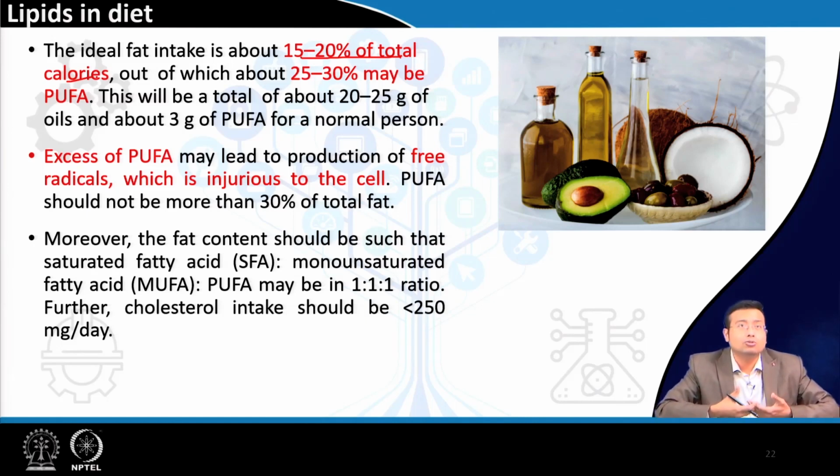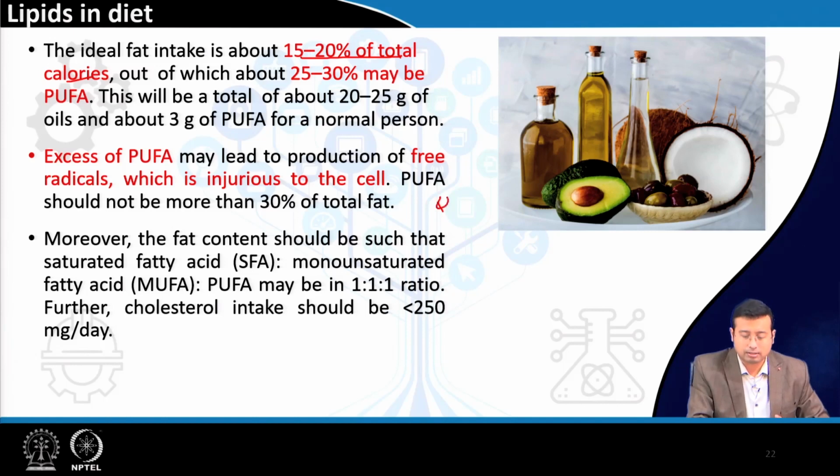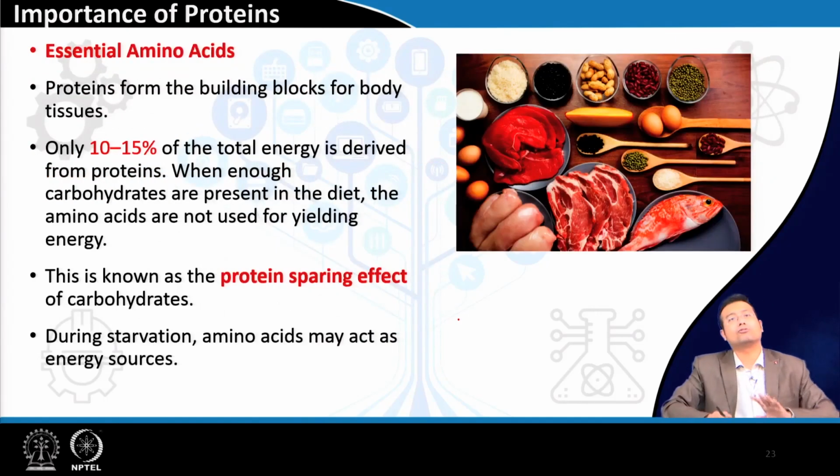They have a chance to produce free radicals. There is a phenomenon known as lipid peroxidation, by which excess free radicals may be produced and may lead to damage. ROS, reactive oxygen species, I have discussed many times. This will be in excess if excess PUFA is in the diet. Ideally, the ratio of saturated fatty acid to monounsaturated fatty acid to PUFA should be 1:1:1. Also, you need to monitor the cholesterol intake, which should be less than 250 mg per day. That was all about lipid.